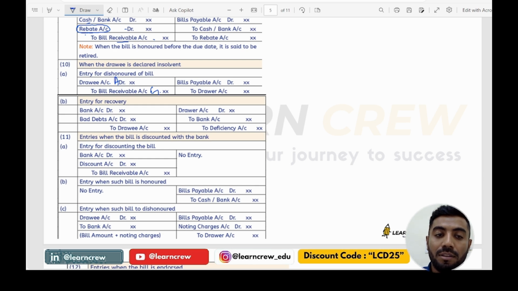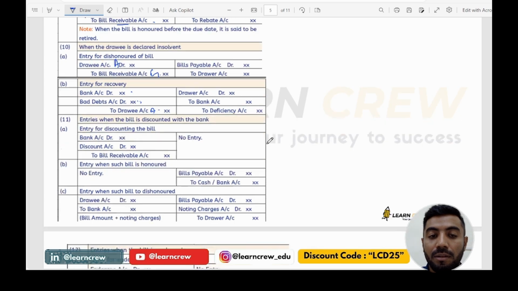Entry for recovery. Now we have to recover the money. After the drawee is declared insolvent, maybe 50% can be recovered. In that case, we record whatever we have received from the bank, and the remaining will be posted as bad debts. This also is an expense for us, that is why we debit it. And the party's account will be credited. That is A.